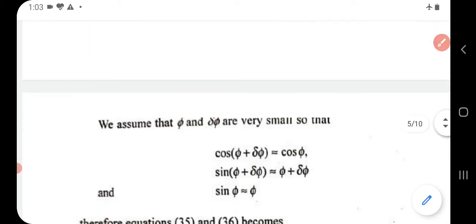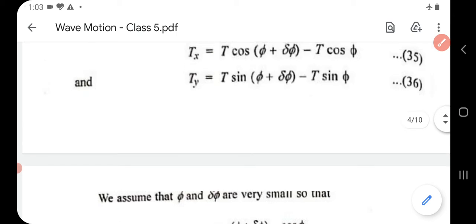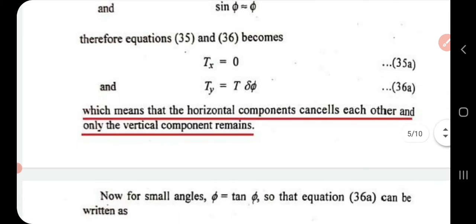So on making these assumptions, or by substituting these assumptions in equations 35 and 36, those equations will reduce to Tx equal to 0 and Ty is equal to T delta phi. So this means that the horizontal component cancels each other because Tx is 0, right? So the horizontal components cancel each other, and what remains is only the vertical component, that is Ty, T delta phi.